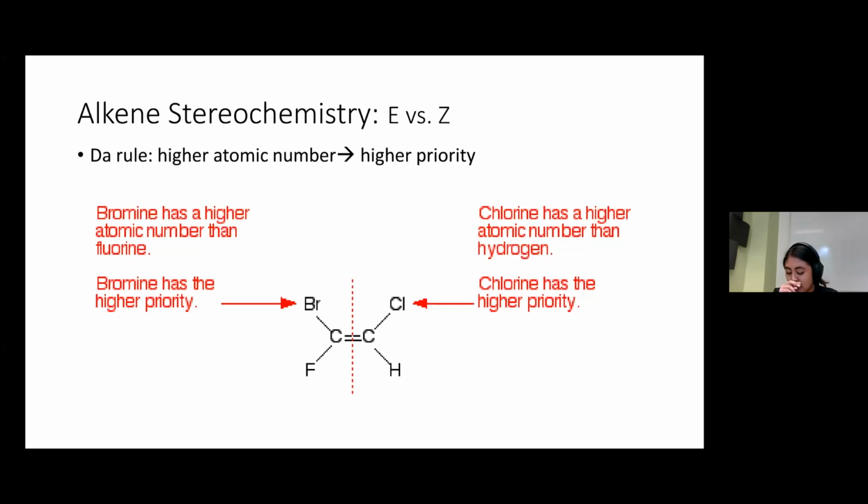So this is the same thing. You're looking at higher atomic number as higher priority. Bromine is a higher atomic number than fluorine, so this is the number 1 and this is the number 2. The same thing with this side. Chlorine is higher priority than H, number 1, number 2. The number 1s are on the same side, so this is a Z. So this is just a quick example.